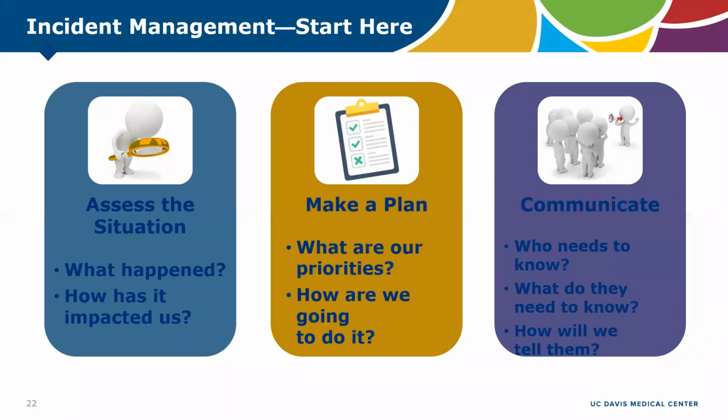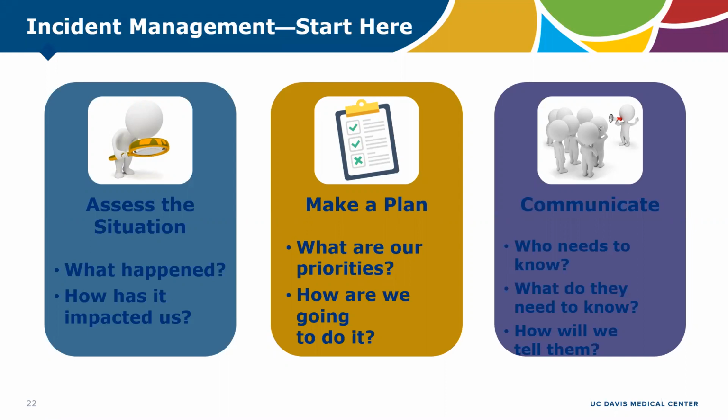So once we've had that assessment, what's happened and how has it impacted us, the next thing we need to do is make a plan. What are we going to do about it? And remember, that's the important piece: we're talking not about what happened, but how has it impacted us? That's more important, because once we fully understand the impacts to our organization, it becomes very easy to say, oh, well, we need to do this. And we need to do this first before we do this other thing.